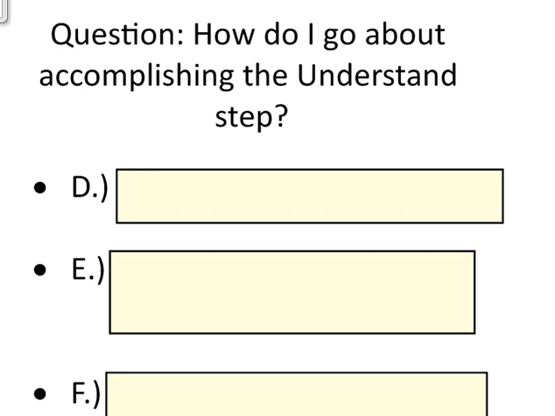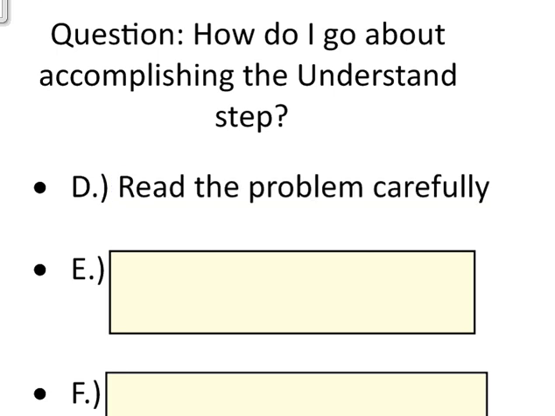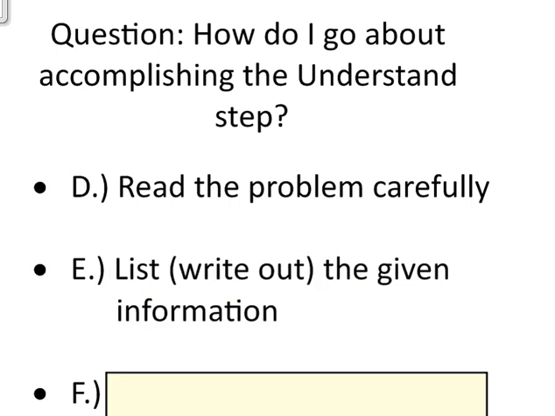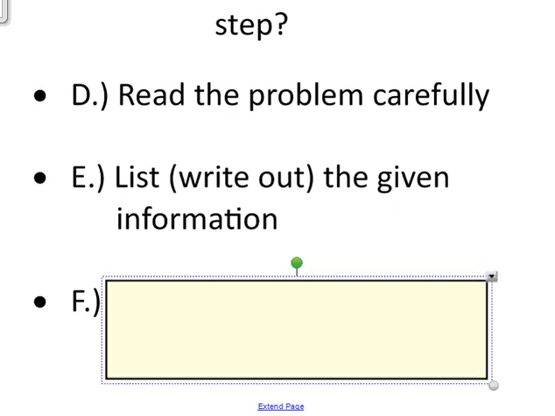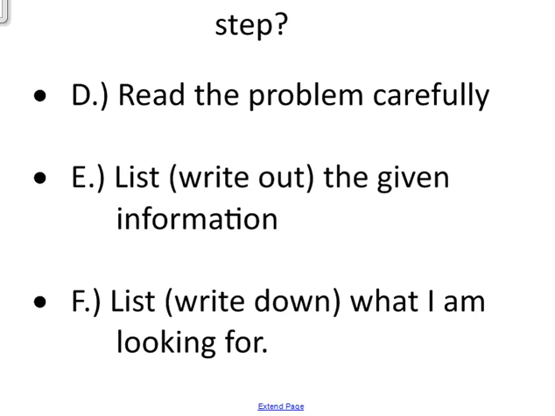Question: how do I go about accomplishing the understand step? The first thing to do in the understand step is to read the problem carefully. The second thing to do is to write down or list out the given information. And the last part is to list or write down what it is you're looking for. You need to know what you're looking for to make sure that's what you can find.